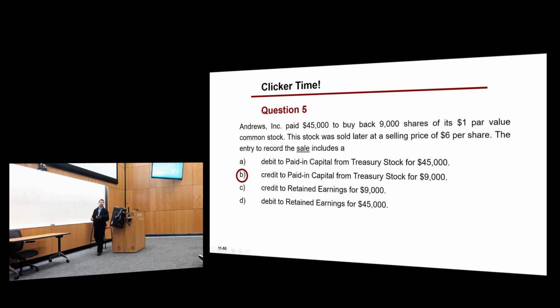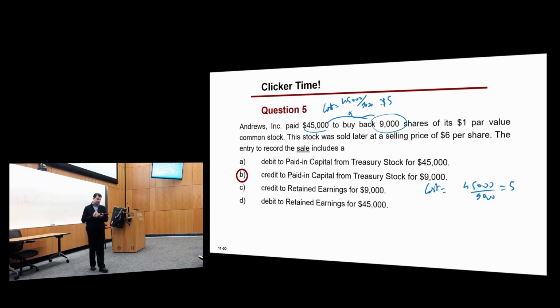So that's the correct answer. You see, here the company paid $45,000 to buy 9,000 shares. So the cost was equal to 45,000 divided by 9,000 shares, which is $5 per share. That's the cost. Okay?